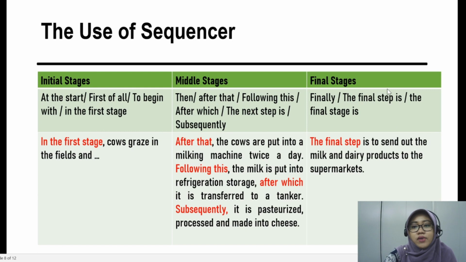And then the last one is the final stages. This is the way you can wrap up all the writing in describing a process diagram, like finally, or the final step is, or the final stage is. So the use of sequencer here is like an organization mark, just to make your paragraph look well organized with the use of sequencers.